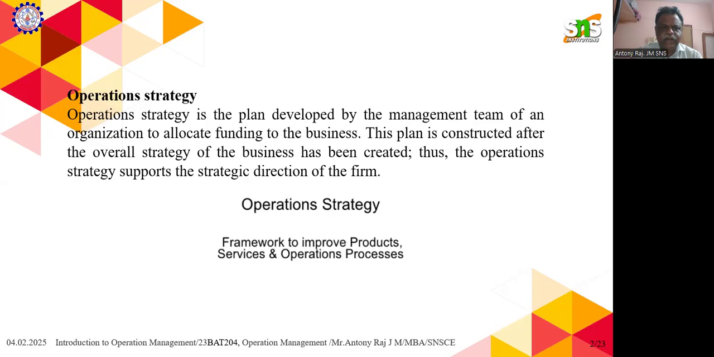So this plan contains funding to the business, and this plan is carefully constructed after the overall strategy of the business has been created. See, once the overall strategy of the business has been done, then this part of operation strategy where allocating funds comes into play. So naturally, the operation strategy supports the strategic direction of the firm. So this is the operation strategy. If you look at it in a nutshell, it's a framework to improve the products, the services, and operations and processes. So this is actually the operation strategy.